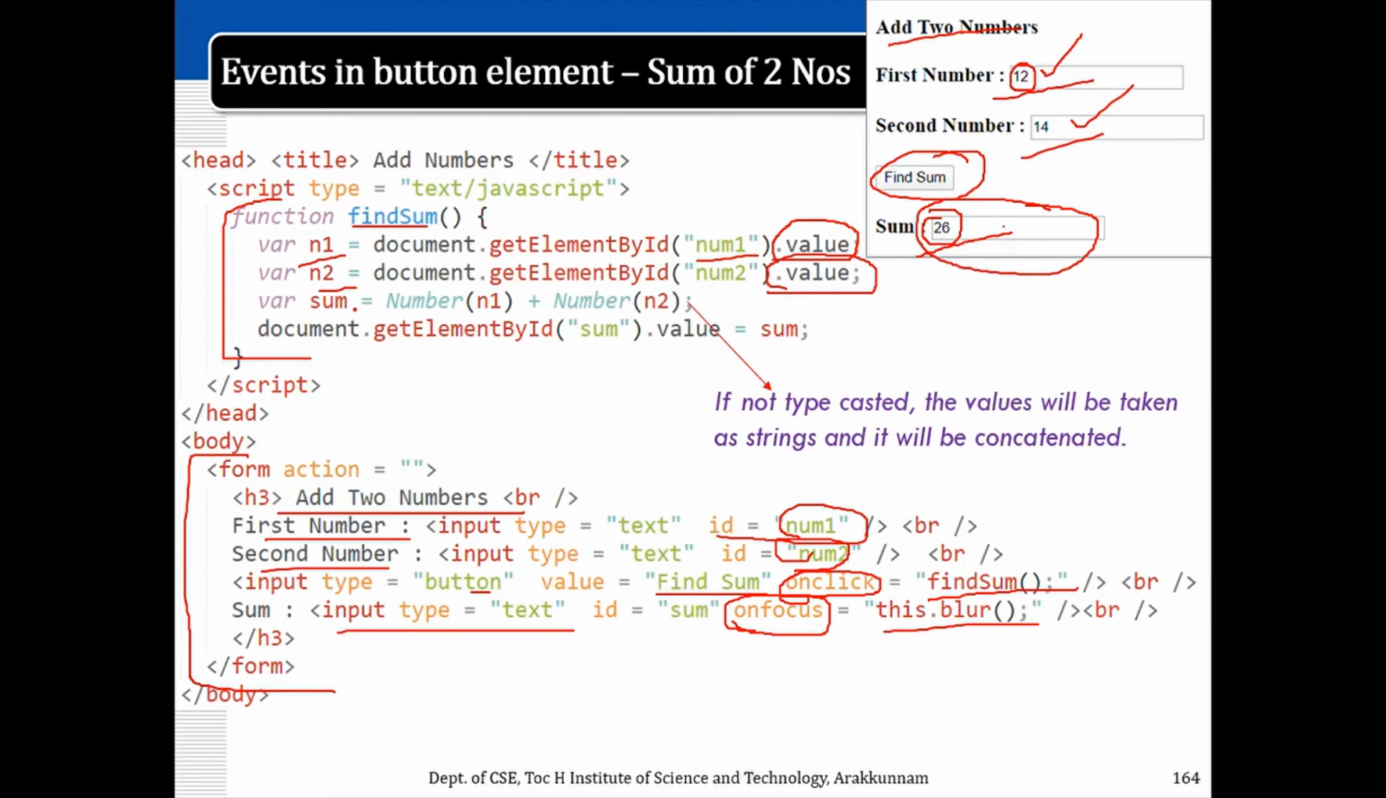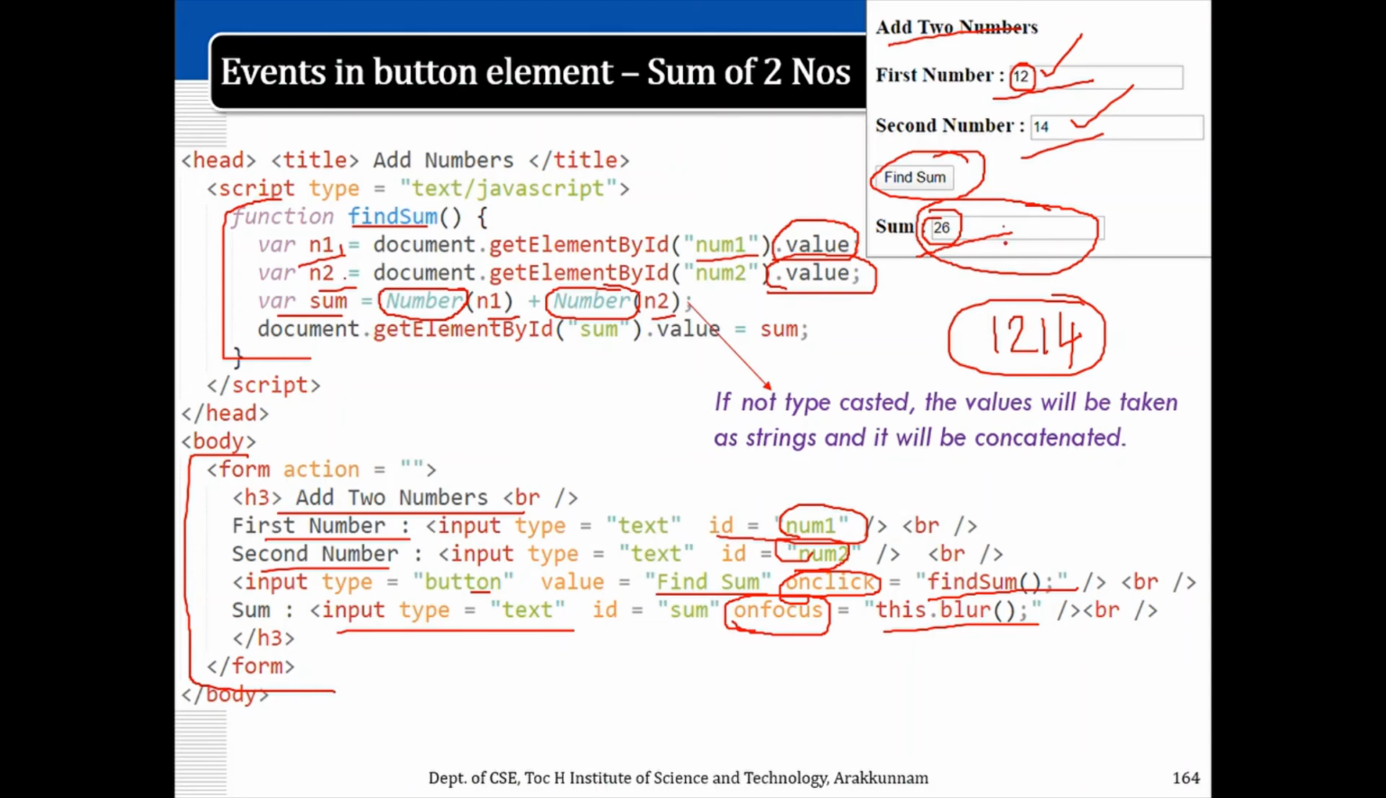The thing to remember, as I've said before: where sum is equal to, if we directly do n1 plus n2, the result will be 1214, which is nothing but the concatenation of the two values, because these two will be string values. So you can convert; here I am using the Number constructor, Number of n1 and n2, to get them converted to number type. So on finding, the sum will be 26.